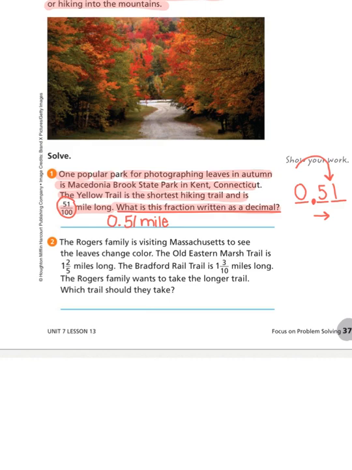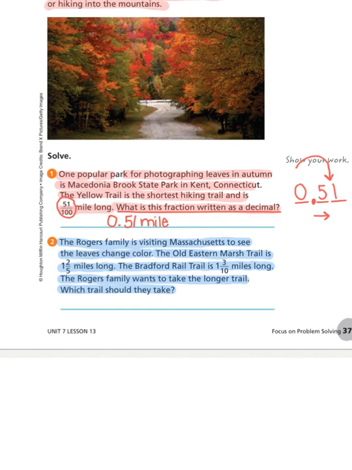Let's look at our next one here. The Rogers family is visiting Massachusetts to see the leaves change color. The Old Eastern Marsh Trail is 1 2/5 mile long. The Bradford Rail Trail is 1 3/10 mile long. The Rogers family wants to take the longer trail. Which trail should they take? So I'm going to go back and I'm going to circle my numbers.